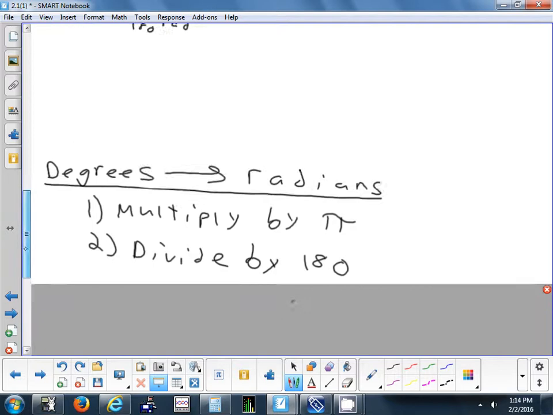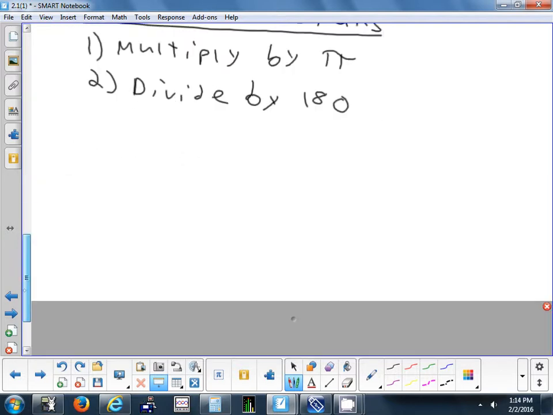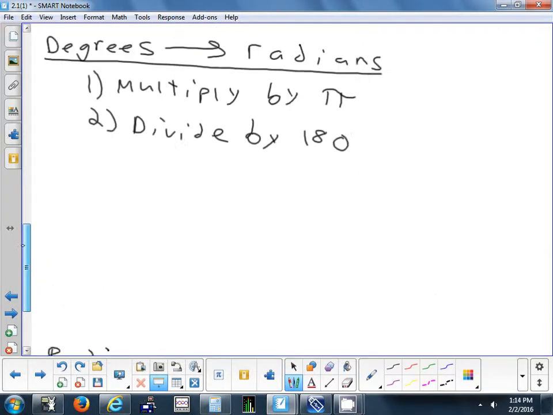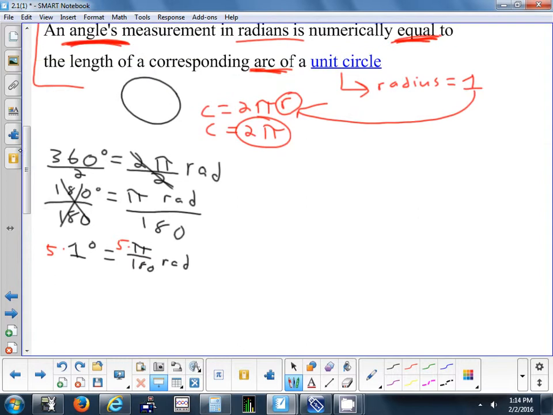All right, so now, last thing I want to figure out is how to convert the other way, radians to degrees. Okay, to do that, I'm going to go back to that equation I had. 180 degrees equals pi radians.